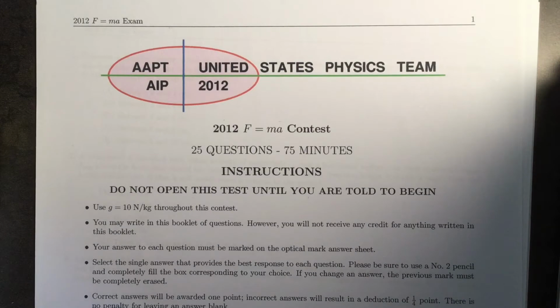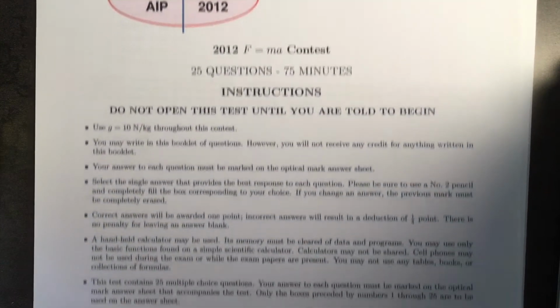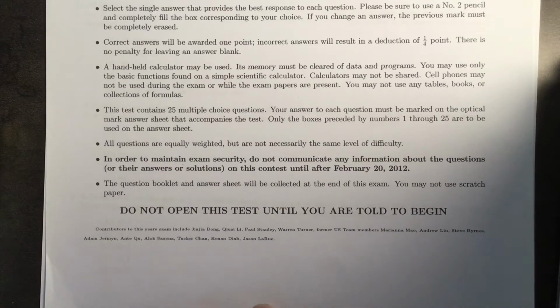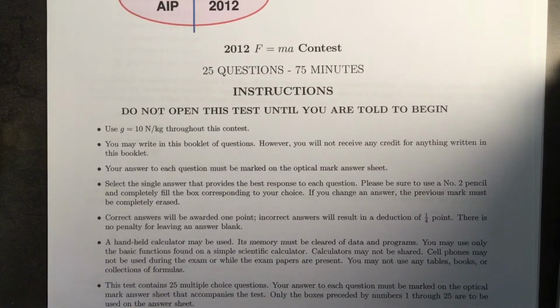So we have 25 questions and we have 75 minutes to solve. Here it may be a little longer since we can explain all the things. We use g equal to 10 newtons per kilogram throughout this test. And these are the instructions. I'll open this test only to begin. Well, we just print it out. So let's begin.